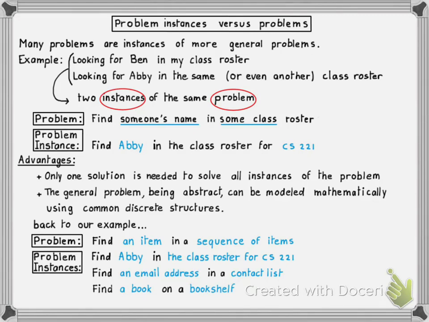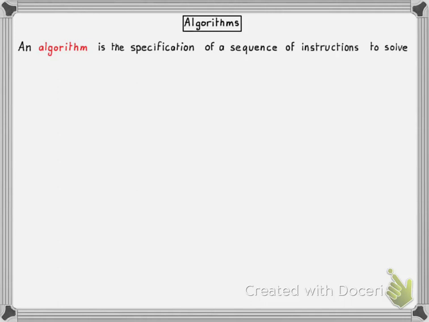Now that we're clear about the difference between problems and problem instances, let's turn our attention to the main topic of this lecture, which is algorithms. So let's define an algorithm. An algorithm is the specification of a sequence of instructions in order to solve a problem, a general problem.